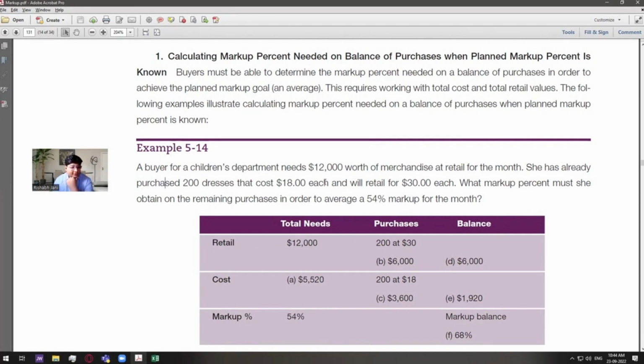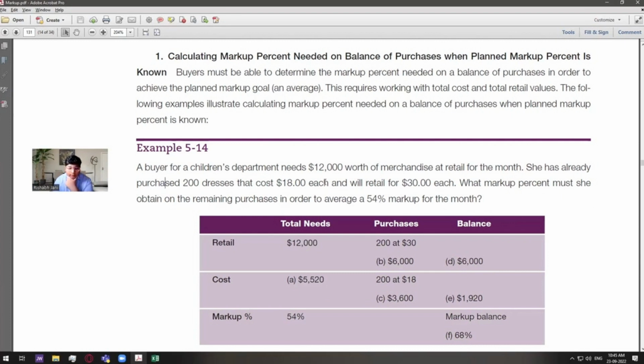The buyer for a children's department needs $12,000 worth of merchandise at retail for the month. She has already purchased 200 dresses that cost $18 each and will retail for $30 each. What markup percent must she obtain on the remaining purchases in order to average a 54% markup for the month?